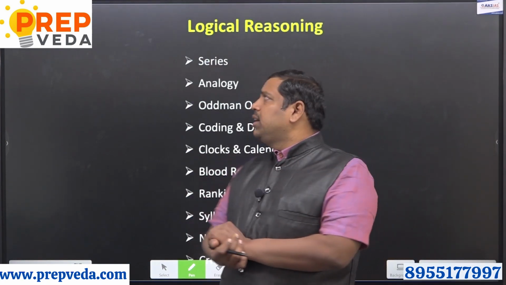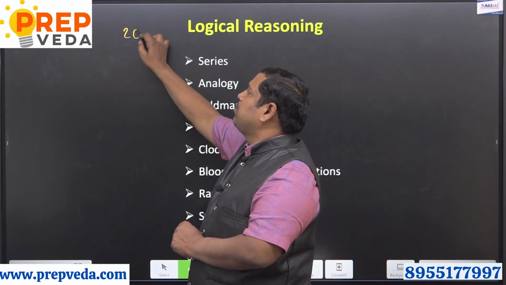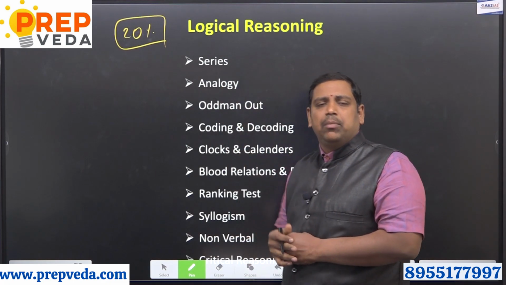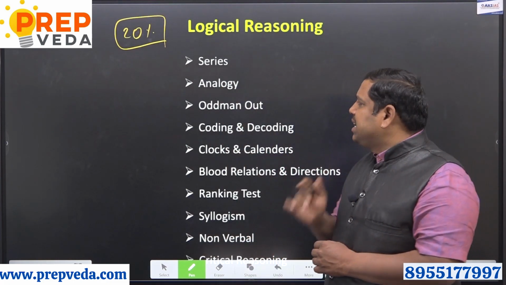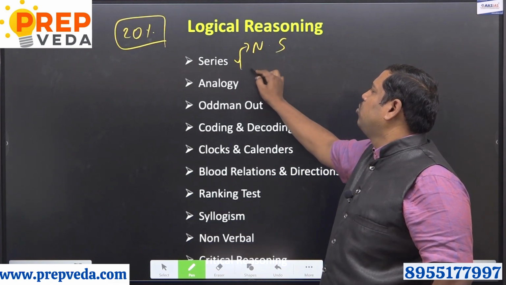Right, good. See the first one, coming to logical reasoning, since it has a 20% of the weightage, that means more weightage comes from this one, so we should know what are the topics available here. First one, series. Series has two series, number one number series, number two letter series.